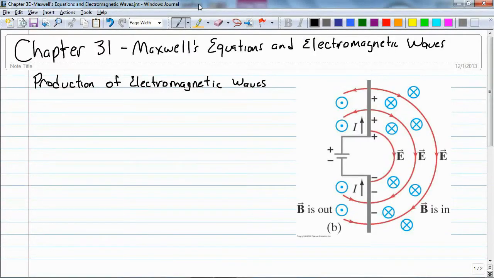Let's look at a system where we have a DC source connected to two wires that are opposed to each other, and we would call this a dipole. And so as the positive charges start to collect on the one plate, the positive charges are going to be moved off of the other line or wire into the battery source, and we get an electric field that starts to grow.